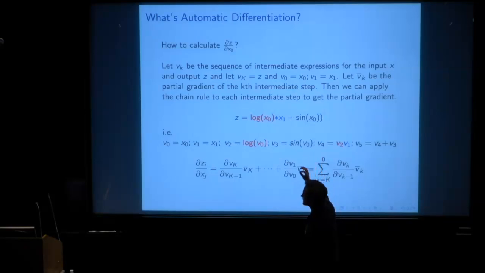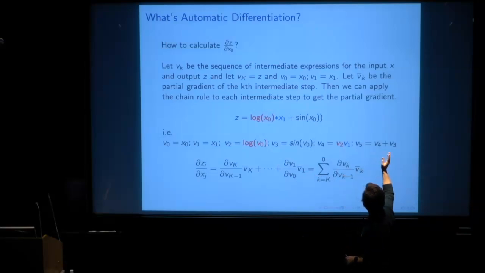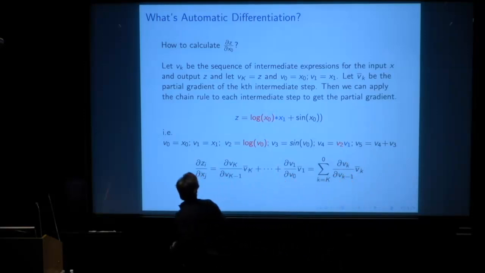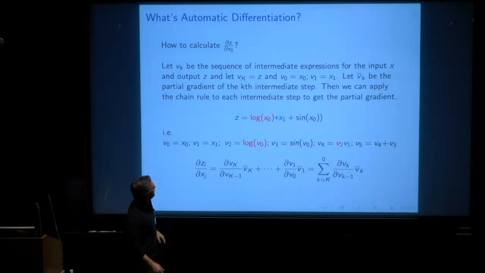You can think of this as: if we want to apply the chain rule, we have to take a larger expression and break it down into smaller intermediate representations. That's what we're doing here, where we set, for instance, V0 to be a load of X0 and V1 being a load of X1. And we're going to let V_k bar be the partial gradient of the kth intermediate step.